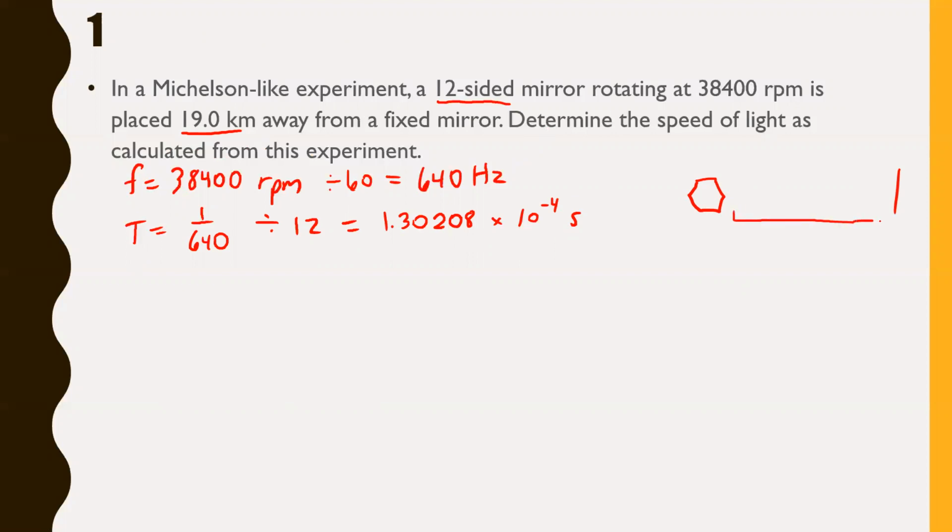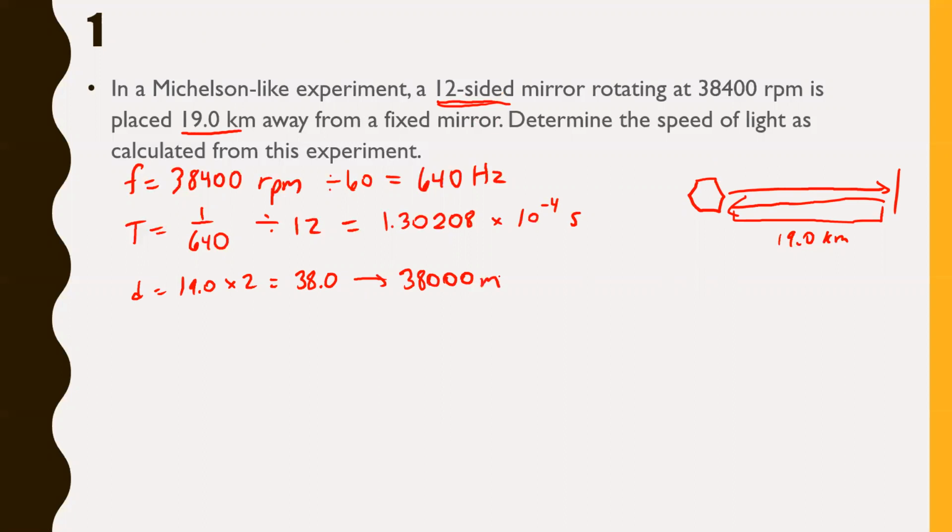So these are 19.0 kilometers apart, but keep in mind the light, which is originally generated right near the rotating mirror, has to reflect off of this and then reflect off the mirror and come back in the time that it takes this mirror to rotate 1/12 of a turn, right? So in other words, this distance isn't the actual distance. You've got to times it by 2. So distance is 19.0 times 2, which is 38.0, but that's in kilometers. So let's change that very easily to meters by timesing it by 1,000.